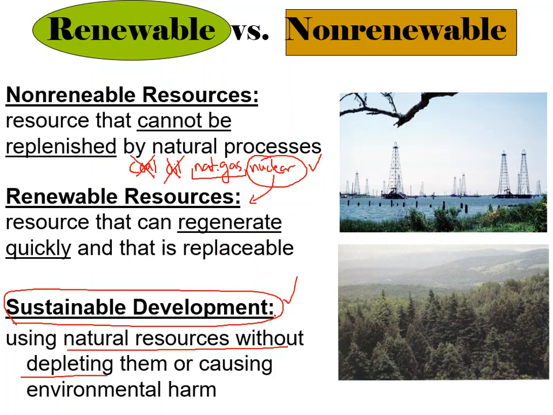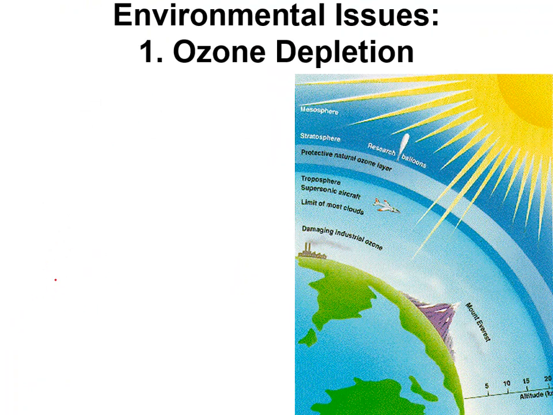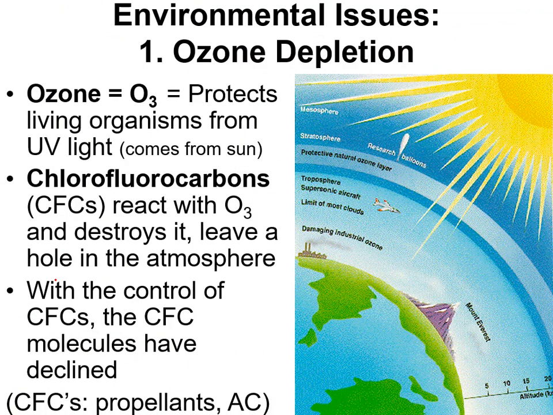And this is a major driving concept in environmental science and is actually one of the overarching concepts for the course if you ever do take a higher level AP course in environment or environmental systems. So we're going to do a quick tour, not too detailed, of a variety of environmental issues, and we'll start with ozone depletion. So ozone is a protective layer of gas, O3.